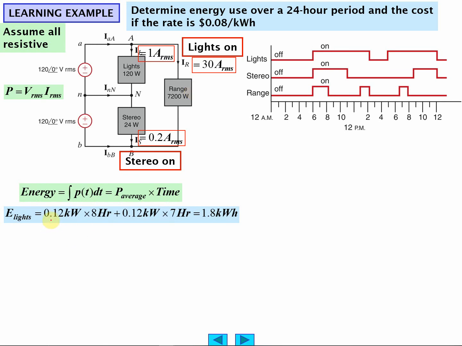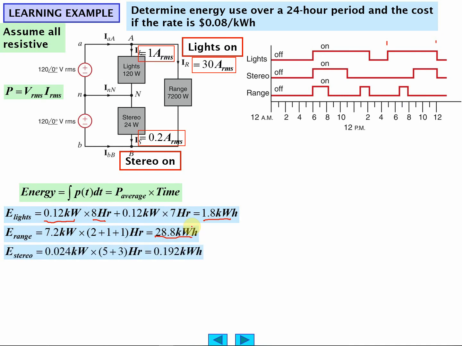Let's see. So lights, 1 amp, that's 0.12 kilowatts. So how much wattage it drains over 8 hours. And let's see, lights on from 6 a.m. to 2 p.m., which would be 8 hours there, plus another 3 p.m. until midnight. That's 9 hours. Is that? Let's see. Oh, 5 p.m. Excuse me. 5 to midnight. 7. So there's how many kilowatt hours the lights take. This is pretty easy stuff. Let's see, the range, 2 hours plus another couple hours.